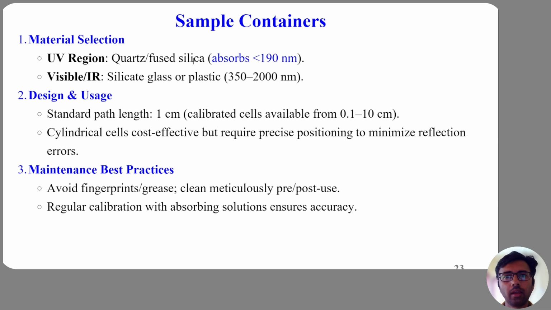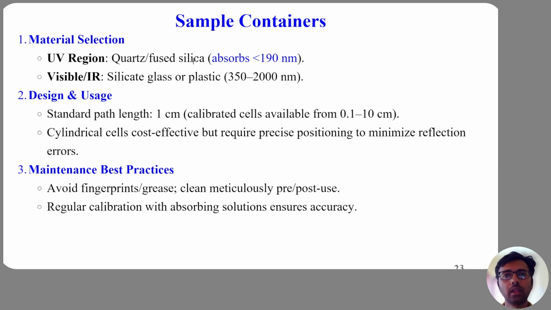We must answer a practical question. Where do we place the sample? The answer is deceptively simple. We use sample containers, commonly called cuvettes or optical cells. Although they appear simple, cuvettes are actually precision optical components. Their design directly affects measurement accuracy. The most critical factor is material selection.